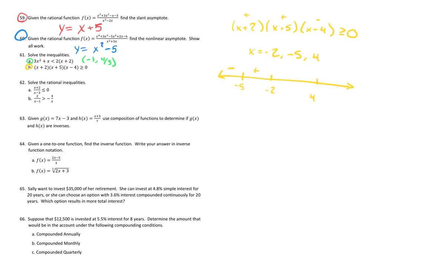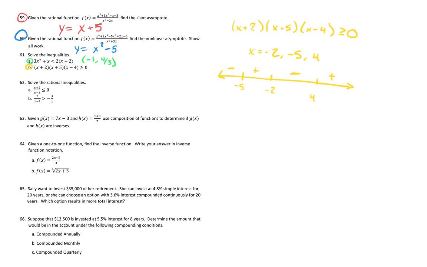So we can see that this is going to be a negative number. So this interval is negative, and then we choose a number greater than 4. Let's imagine maybe choosing 5. So this would be a positive number, and a positive number. So this interval here would be positive.